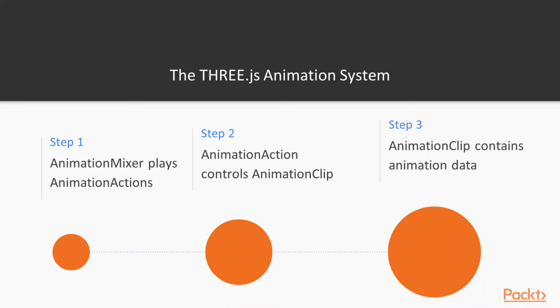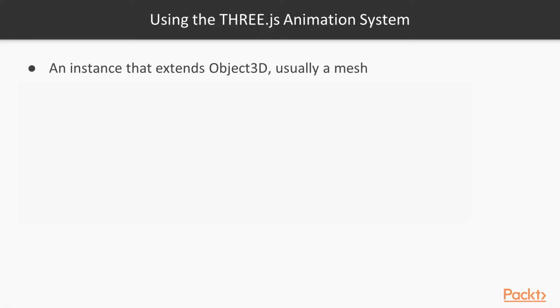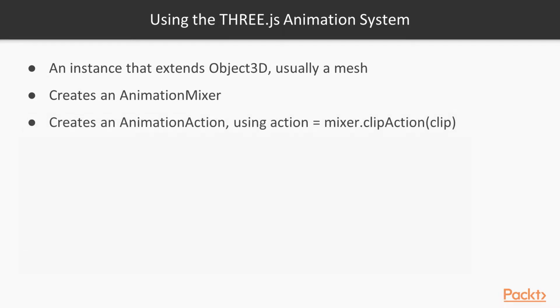Using an animation mixer, you can play one or more animation actions. An animation action controls the way you play an animation clip. So to see an animation, we have a series of linked classes. 1. A class that extends Object3D. This will usually be a mesh. 2. You create an animation mixer, passing this object as a parameter. 3. Using the animation mixer method clipAction, you create an animation action from an animation clip. 4. You set the action to play.